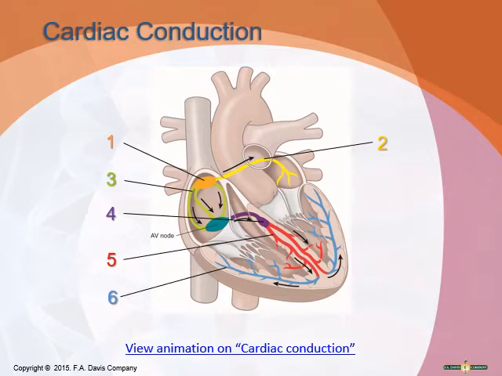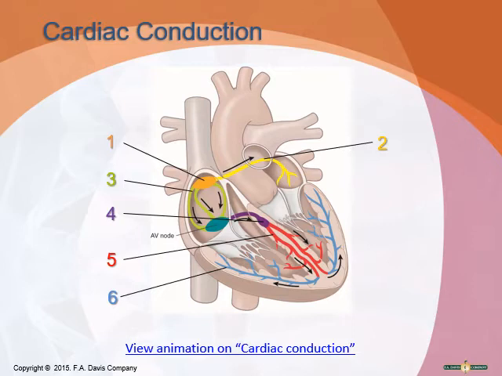Step 6. The Purkinje fibers then take that impulse through the muscles of the left and the right ventricles and cause them to contract simultaneously. The Purkinje fibers are also pacemaker cells.